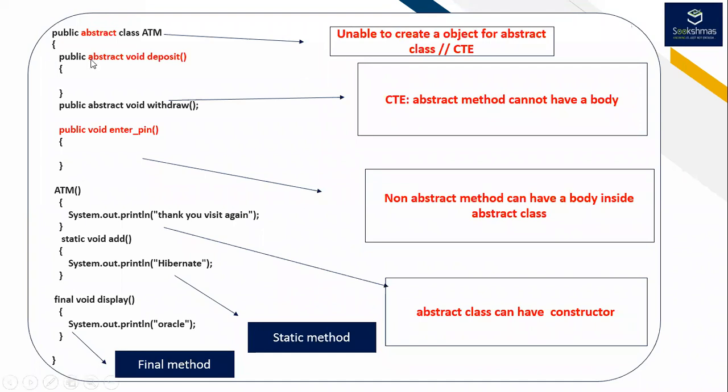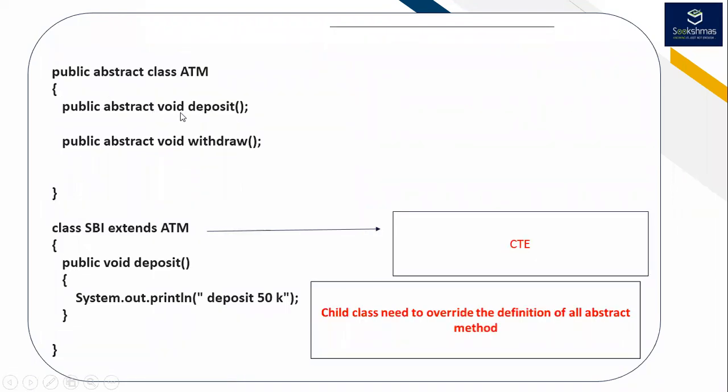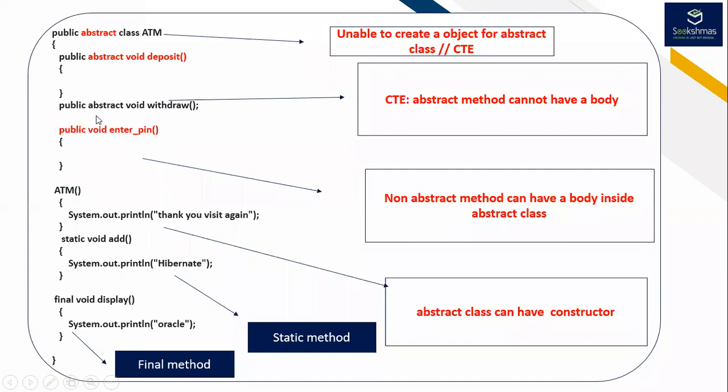This is also very important, guys. This diagram you should always remember. We are unable to create an object for the abstract class. We are unable to create an object, and an abstract method cannot have a body. This is also one point you have to remember. And this is the way you have to write. There is no body for the abstract method. If you write it like this, you will get a compile time error.